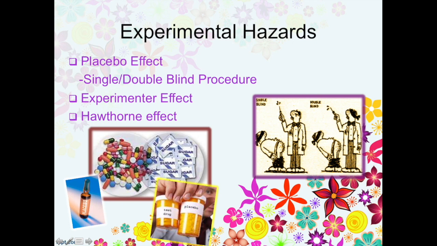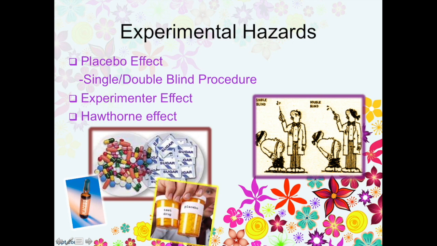A single blind procedure, though, is when participants don't know if they are in the experimental or control group. So you might let them know that there's going to be half of the people getting a real medication and half of the people getting a placebo, and let them know that they're not going to know which group they're in.